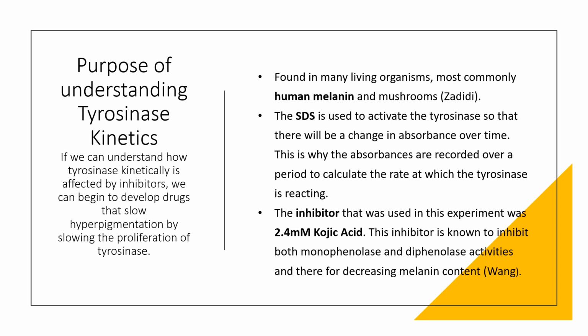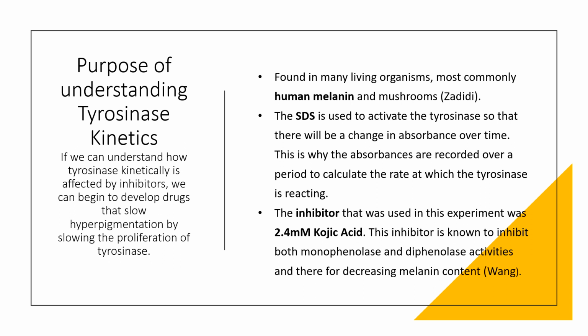So understanding what tyrosinase does, how it helps produce melanin, which we'll talk more about in the next slide, we have a purpose to study tyrosinase and its kinetics. If we can understand how tyrosinase works kinetically and how it's affected by inhibitors, we can help develop drugs that would slow hyperpigmentation or slow the production of tyrosinase and melanin. And that could help people who have hyperpigmentation or problems with their melanin.